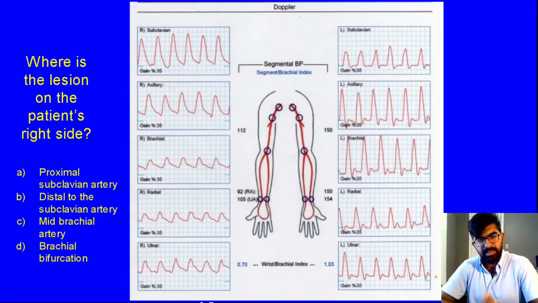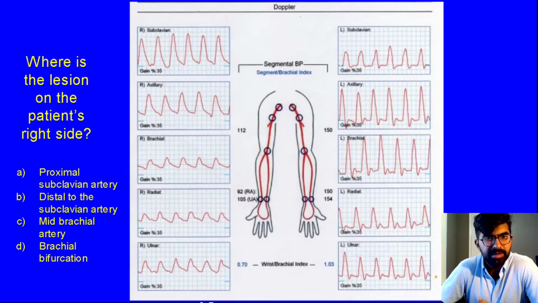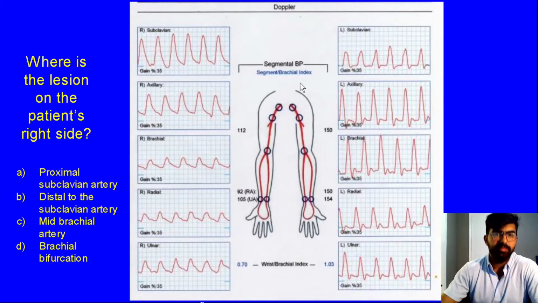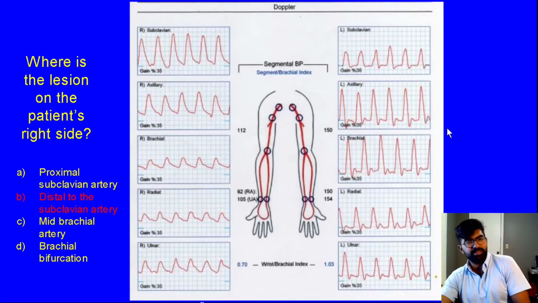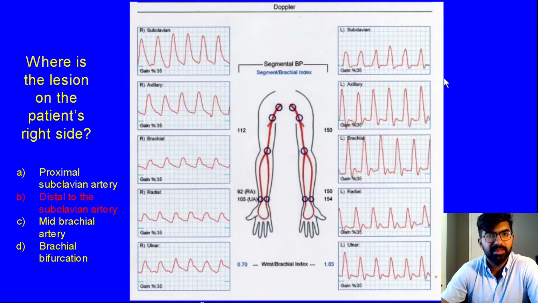And here's a little multiple choice for the people that want to see it. Is it proximal to the subclavian artery? Is it distal to the subclavian artery? Is it mid-brachial artery? Or is it at the brachial bifurcation? Okay. And for those of you who picked distal to the subclavian artery, that is in fact the correct answer.